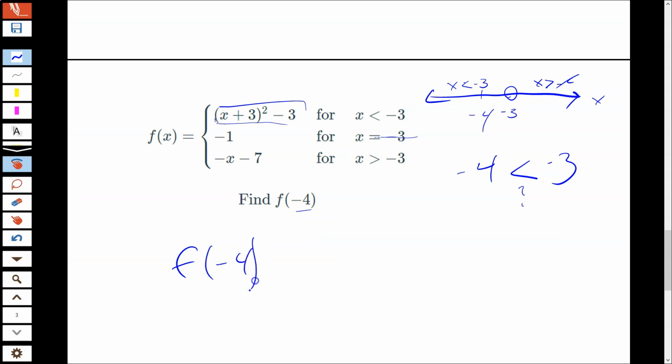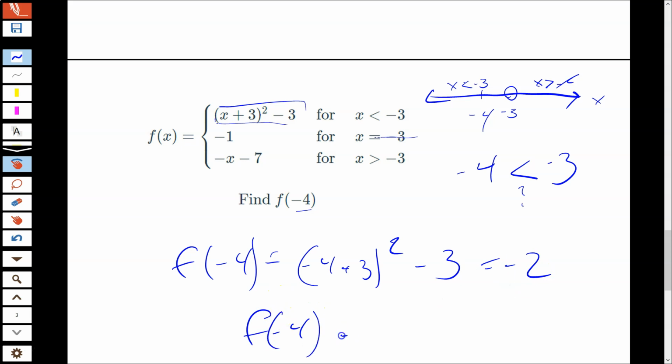Okay, f of negative 4 then would be this top piece. That would be negative 4 plus 3 squared minus 3, and that ends up being 1 minus 3, which is negative 2. So we'd say f of negative 4 is negative 2. That's all there is to it. Make sure you pick the right piece, make sure you do your arithmetic correctly, and you'll be good to go.